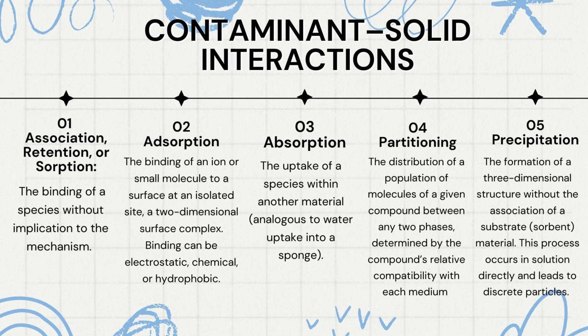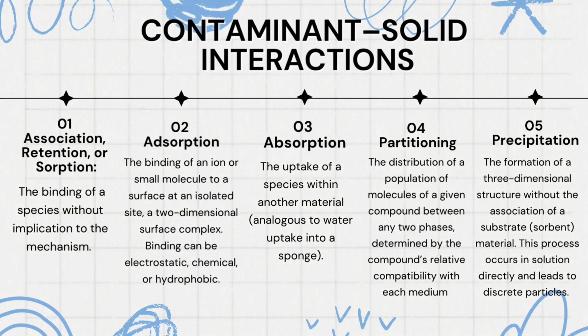And lastly is precipitation. Precipitation in soil and sediment interaction refers to the process where contaminants react chemically with components in the soil or sediment, forming solid precipitates. This is akin to the contaminants combining with certain substances in the environment and settling out as solid particles.